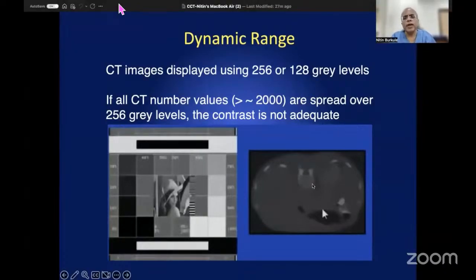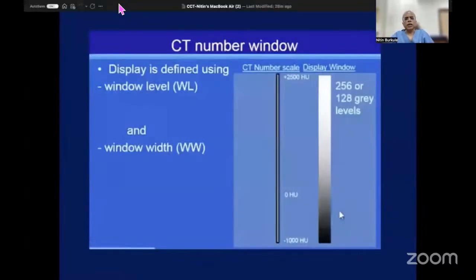So that means we will have to decide a range of Hounsfield units, and we have to display that range into 128 or 256 gray levels. It is the same thing that you do in the echo, the dynamic range of ascribing the grayscales to different levels of decibel values. Here you are ascribing them to the Hounsfield units. So let us look at this.